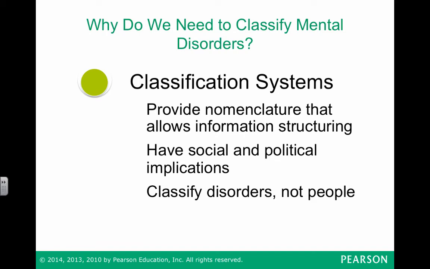Why do we need to classify mental disorders? This is a very hotly debated topic at times. Some advantages of a classification system are that they give us a way to structure and organize the information. They also help us have a consistency in diagnosing a person with a disorder. But the classification systems have social and political implications. This can have to do with funding, treatment, different things. And it's important to remember that we classify disorders, not people. So therefore, we would refer to someone as having schizophrenia, not being a schizophrenic.